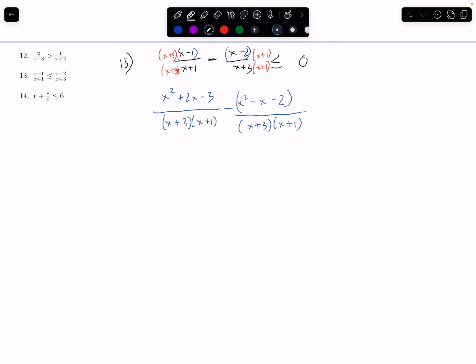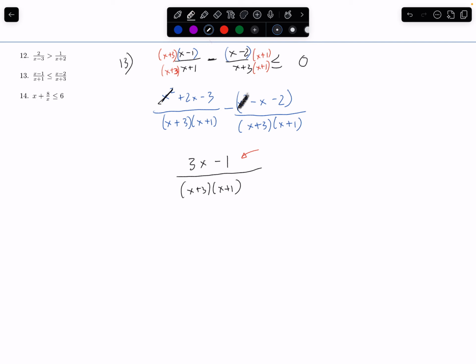Okay, now to combine these things. And a nice thing happens. The x squareds cancel each other out right away, right? Because it's subtracting. And then now I've got 2x minus a negative, so really it's just a plus, which means it's 3x. And then I've got negative 3 minus a negative, so it's actually negative 3 plus 2, which is going to be minus 1. That's the top. The bottom is x plus 3, x plus 1, just like before, right? And right on. We're pretty much there already.